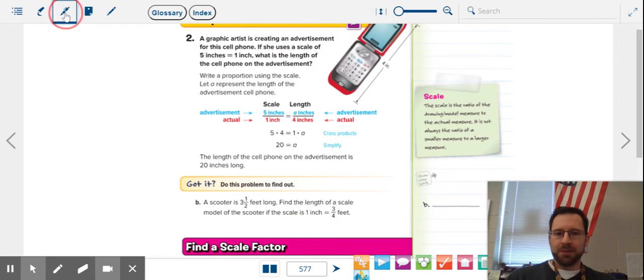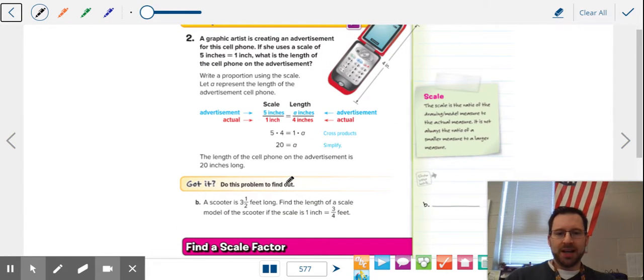So let's take a look at another one. A scooter is 3.5 feet long. Find the length of a scale model. So this time we're going to be looking at the picture given the real life object. So here's a little different. We know 1 inch in the model is 3/4 of a foot in real life. We know in real life it's 3.5 feet long, but we don't know how long it is here.